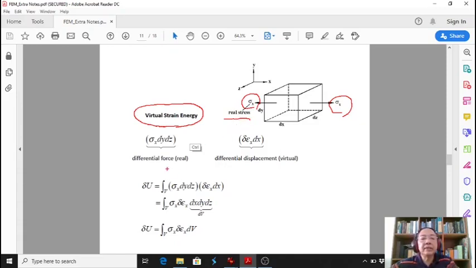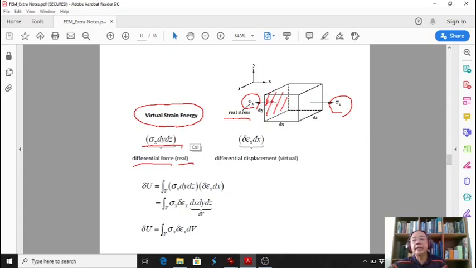The differential force, real, is just sigma x times area. The area of this side is dy times dz. So sigma x times dy times dz represents the differential force, and it is real.